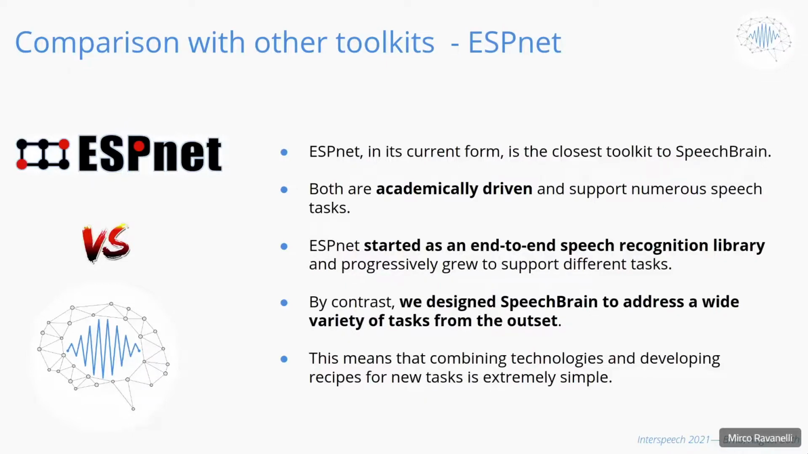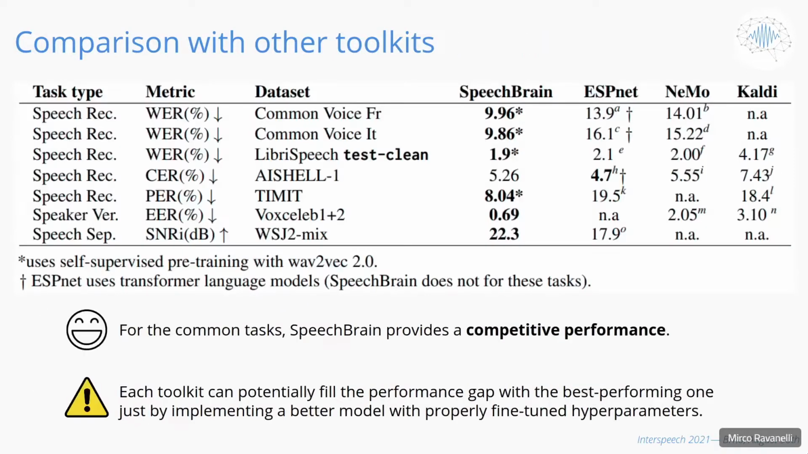All right, comparison with other toolkits in terms of performance. Here is a table where we show the tasks and recipes that we found in common. There is a note of caution here. Sometimes the comparison is not as easy as you might think because, in some cases, some toolkits use extra data, like self-supervised learning data with Wav2Vec, or extra data for the language model. So the comparison is not always apples to apples, but what is important here is that in SpeechBrain you can have competitive performance if you want.